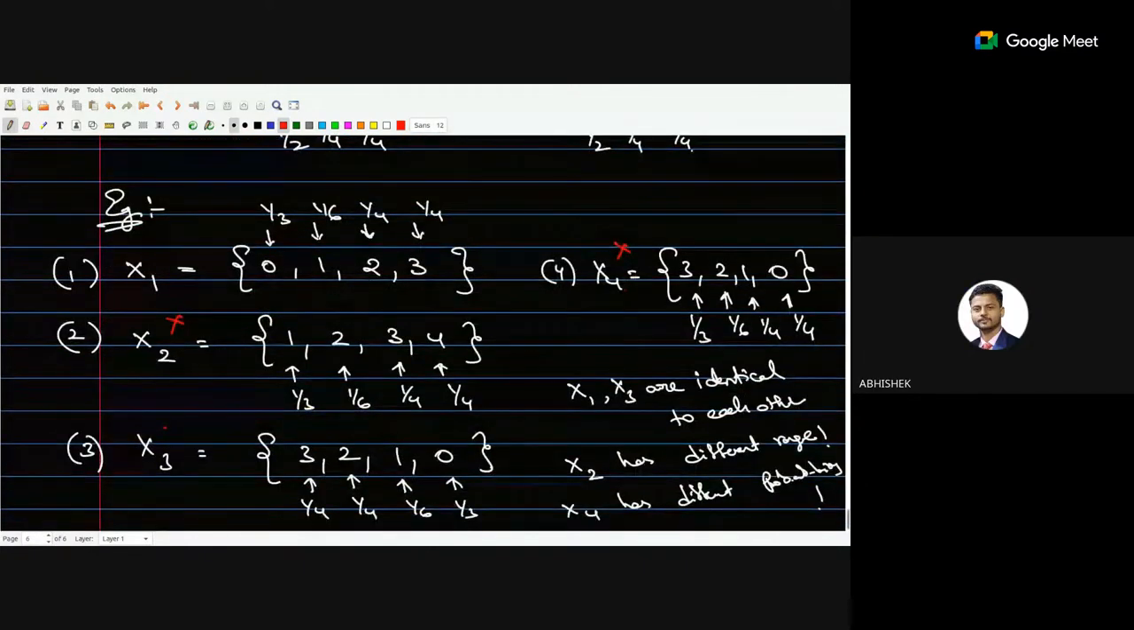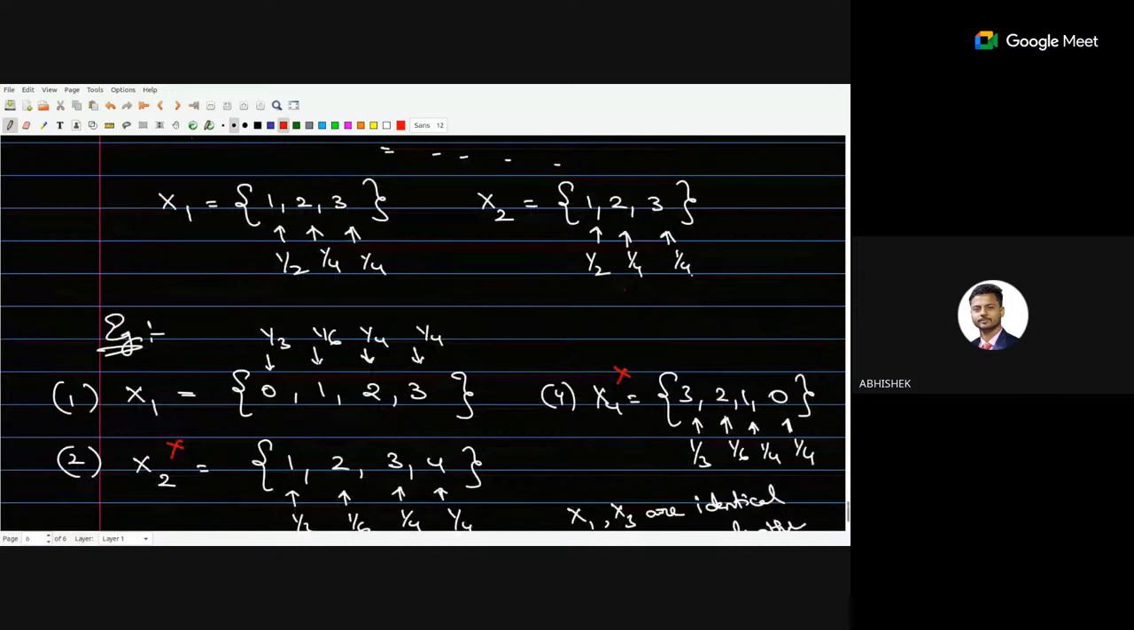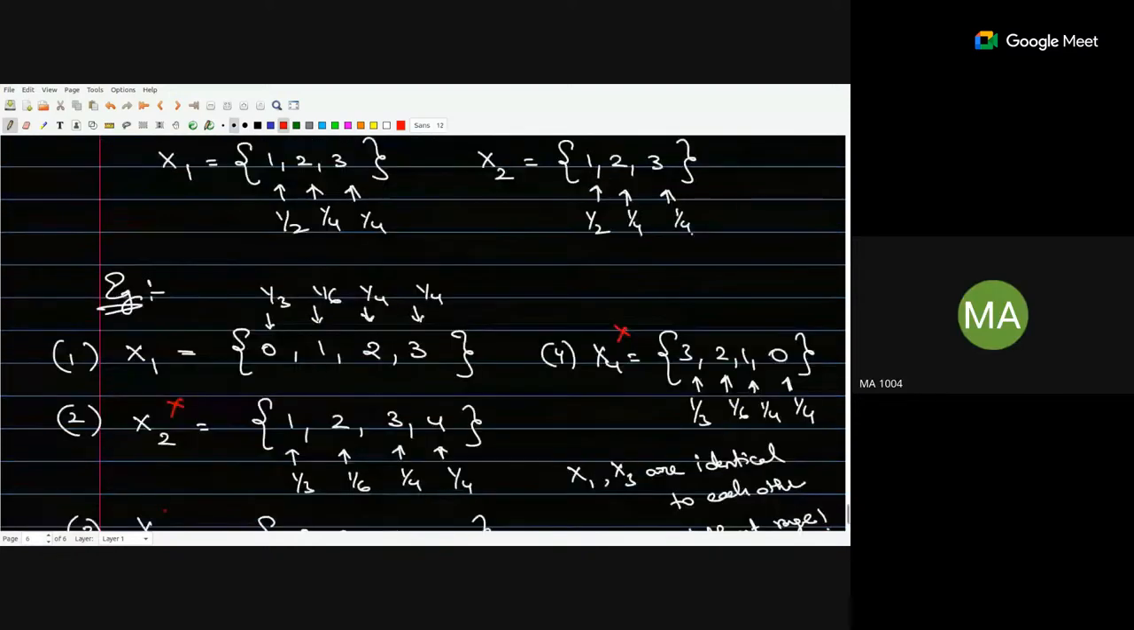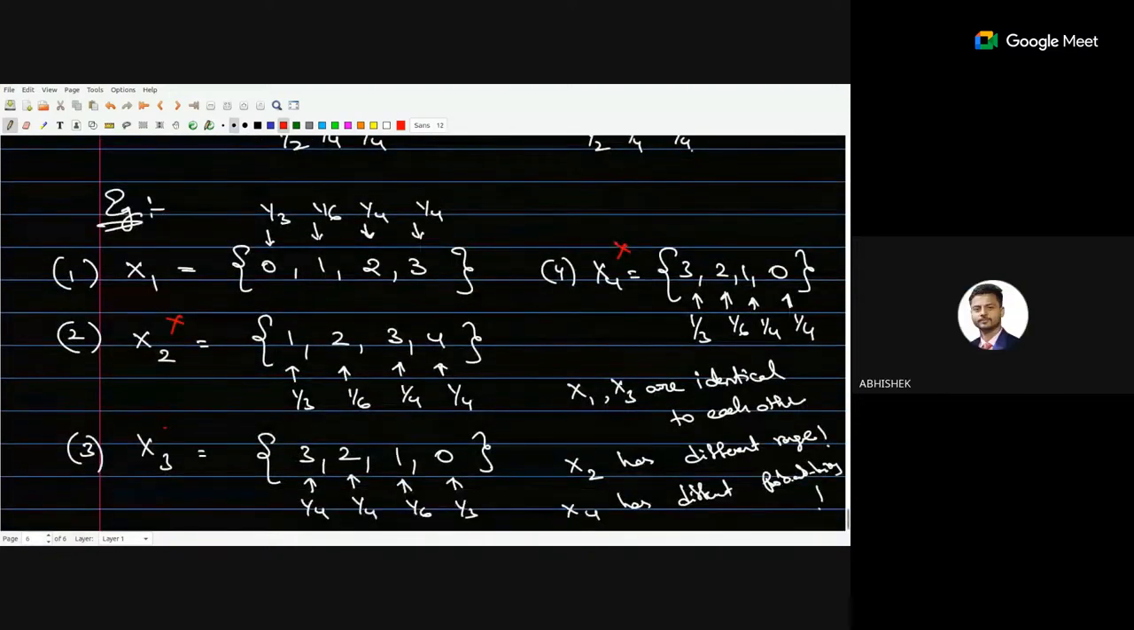Sir, if we try to make a table, then it should be a square matrix and their PMF should be the same. Then it will be IID. Its PMF should be the same. Okay, okay. Thank you, sir.